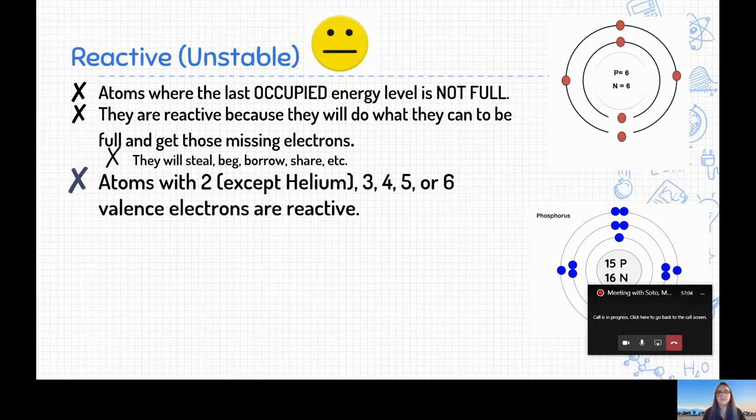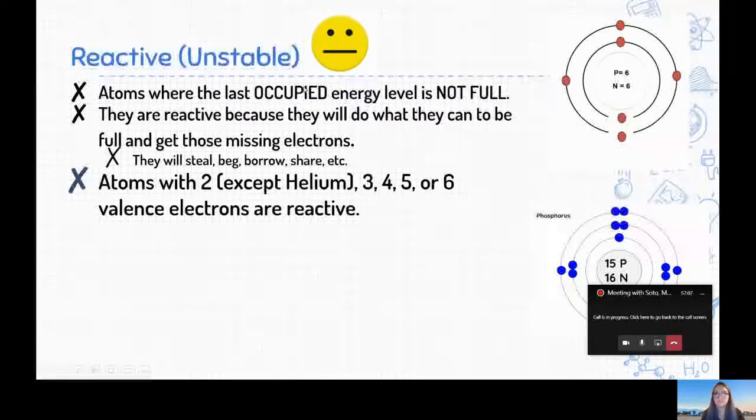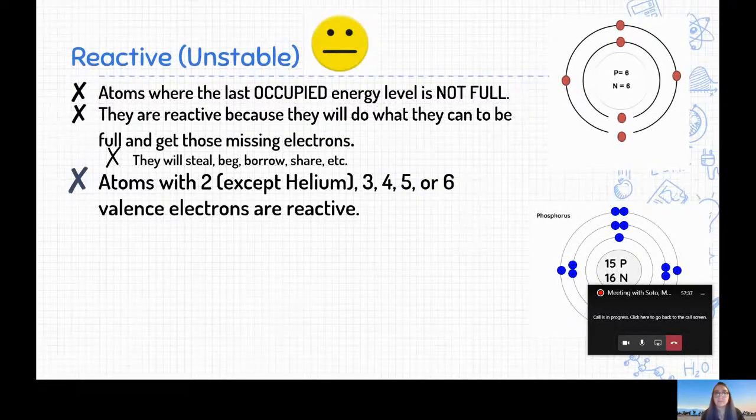Okay, so any atom that has 2, 3, 4, 5, 6 is going to be unstable, right? Except for helium. That's the only one that has the first full shell. If it has 2 on the second shell, that's not a full shell because remember the second one fits 8. So anything that has 2, 3, 4, 5, or 6 on their second or third shells, it's going to be a reactive element. It is going to react.